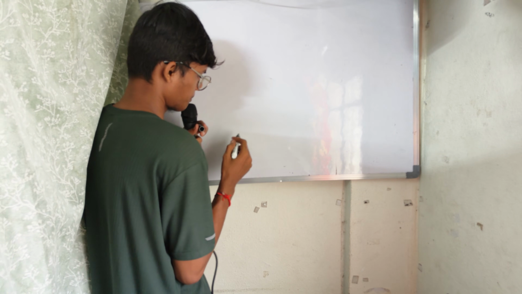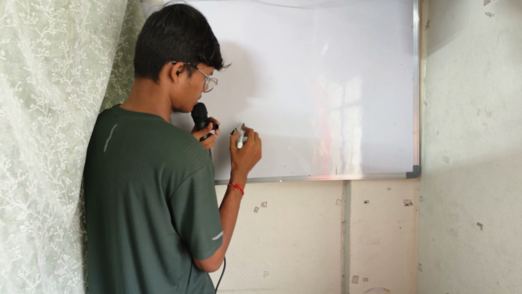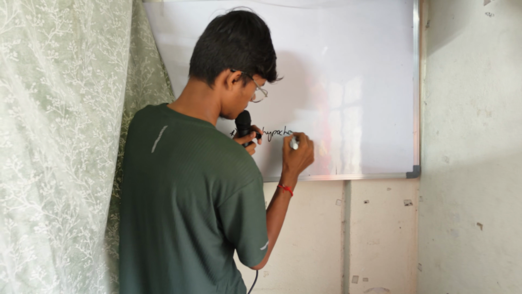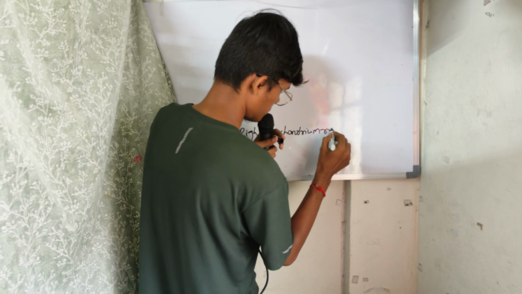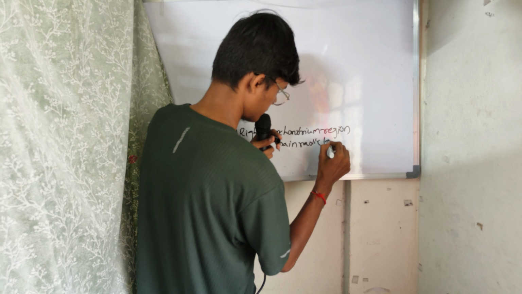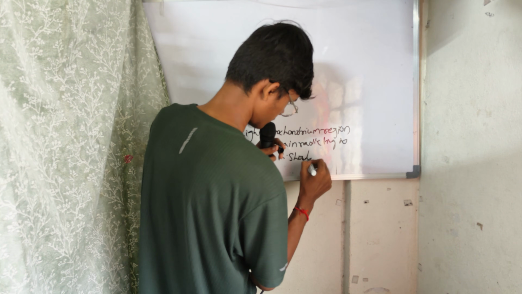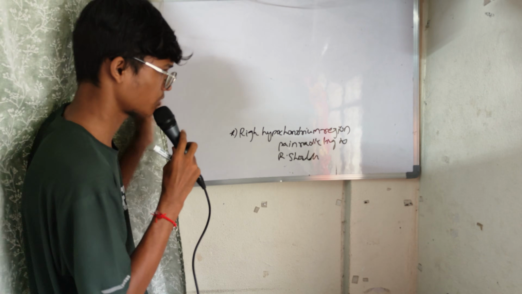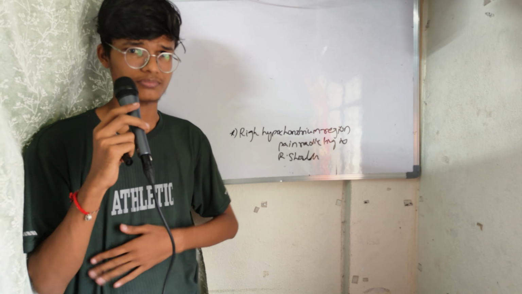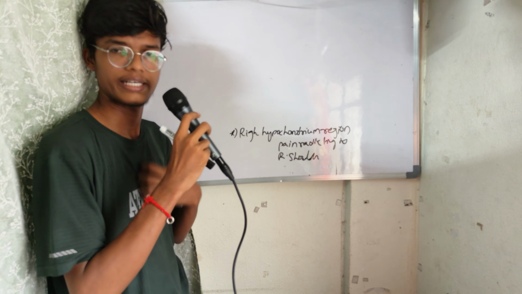See, it might lead to right hypochondrium region pain radiating to the right shoulder. See, there might be right hypochondrium region pain which is radiating to the shoulder. Why? This is the place where the gallbladder is present. So it might radiate to the right arm.